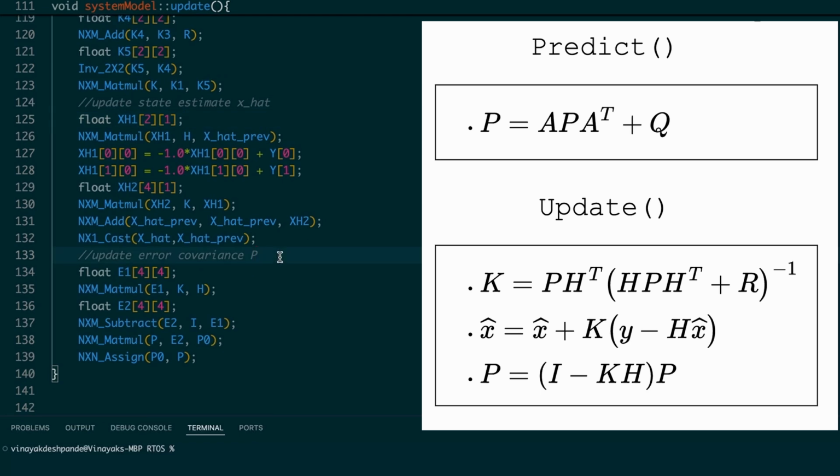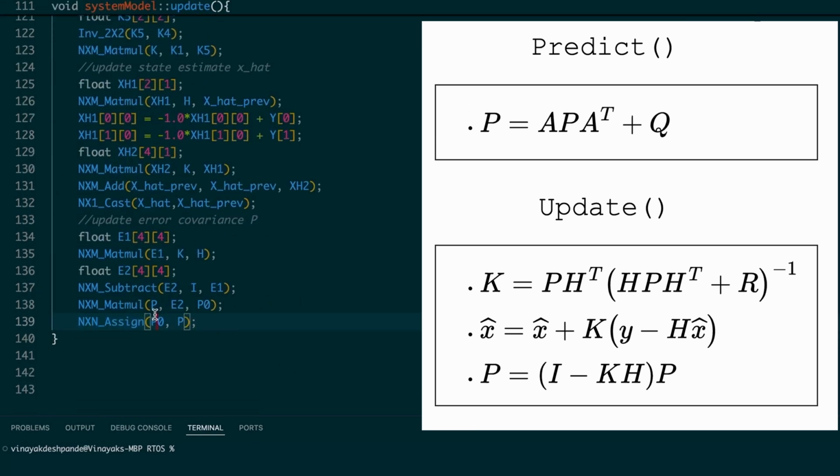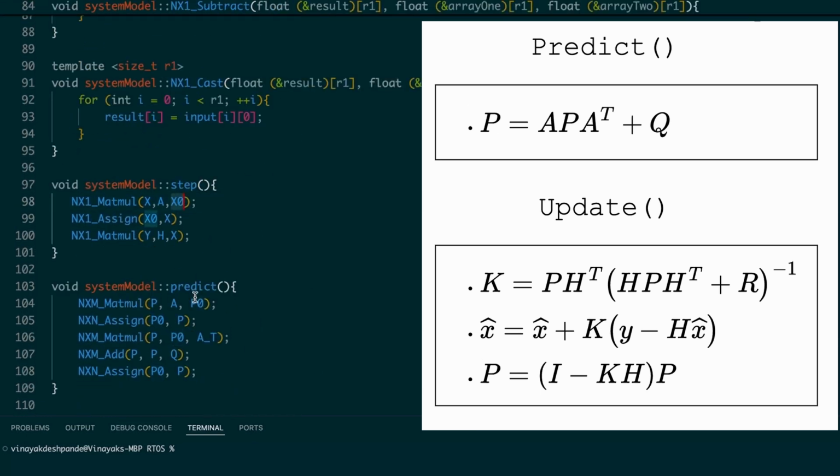Lastly, I have to update my error covariance p, which is I minus kh times p. So that's why I'm subtracting it here. I minus E1 is k times h, and then just multiplying that by p and then assigning it to p naught. Then the cycle will repeat over and over again. This p naught will go all the way here, and then repeat.